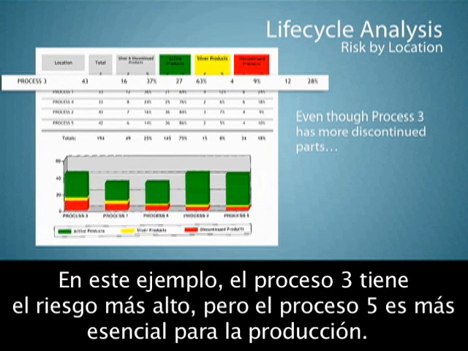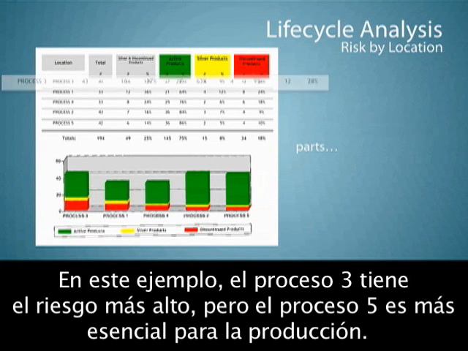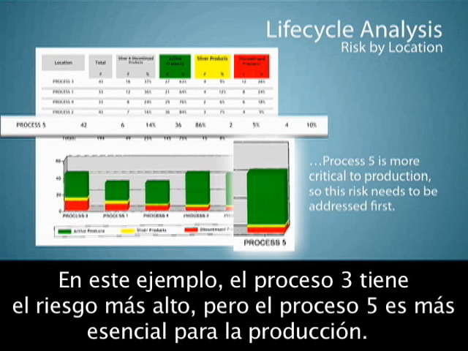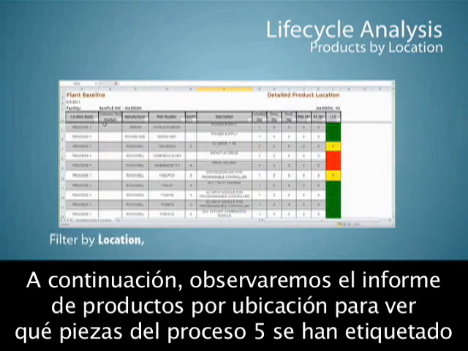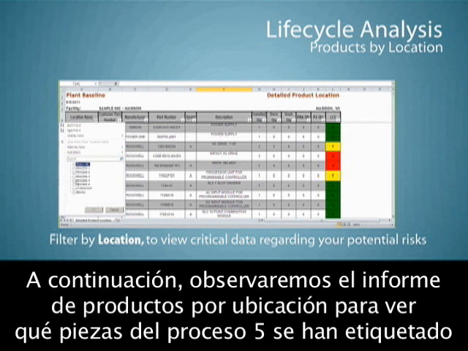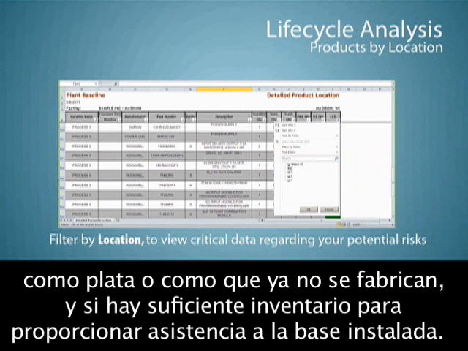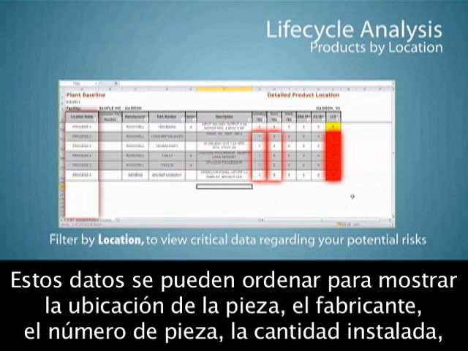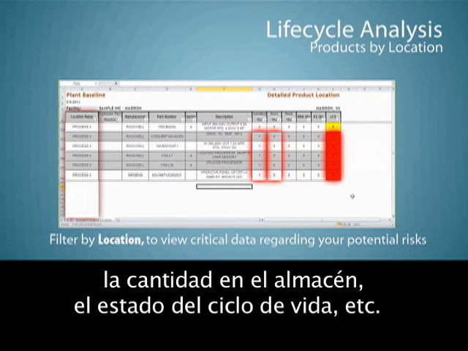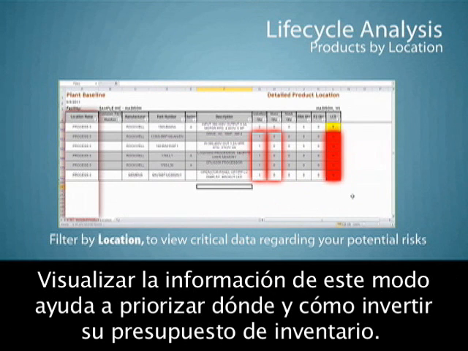In this example, Process 3 has the highest risk, but Process 5 is more critical to production. Next, we look at the Products by Location report to see which parts in Process 5 have been labeled silver or discontinued, and whether there is sufficient inventory to support the installed base. This data can be sorted to show part location, manufacturer, part number, installed quantity, storeroom quantity, life cycle status, and so on. Viewing information this way helps to prioritize where and how to invest your inventory budget.